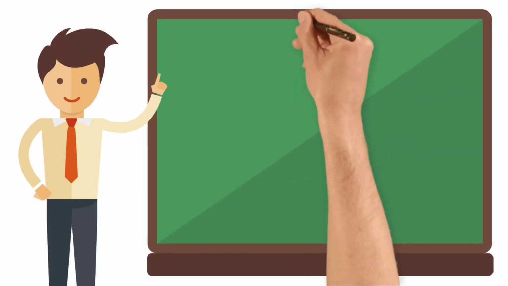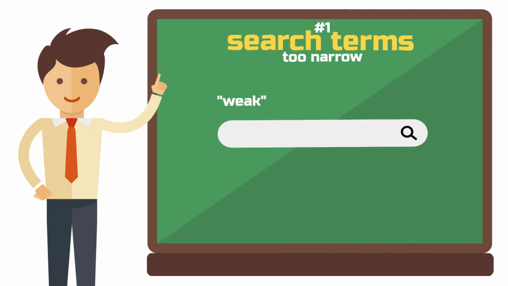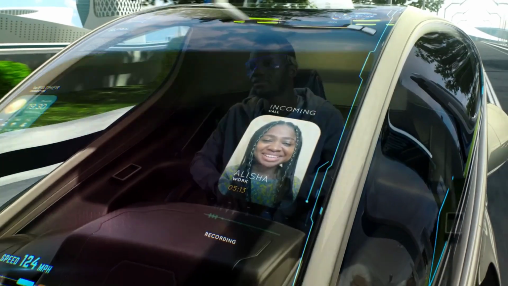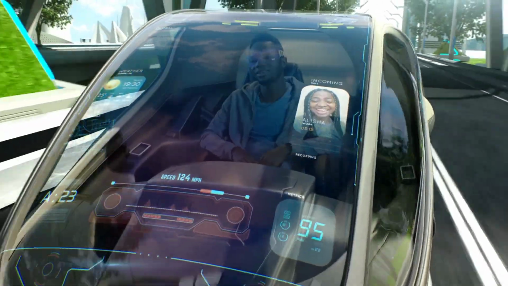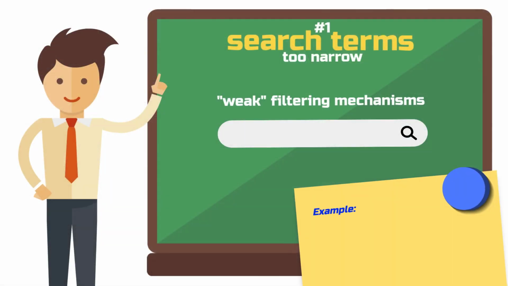Mistake number 1: too narrowly defined search terms. The results of a literature search can only be as good as the filtering mechanisms you use. Let's look at a simple example. We need a topic that is so new that there is little or no literature to be found on it. The example could be universal wallets. These are storage places for digital valuables.